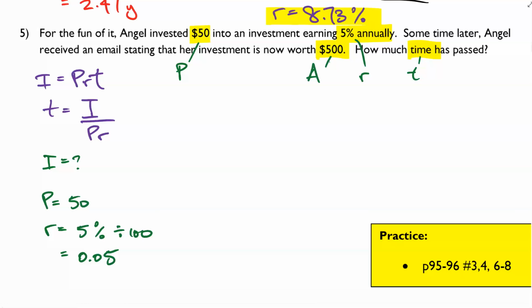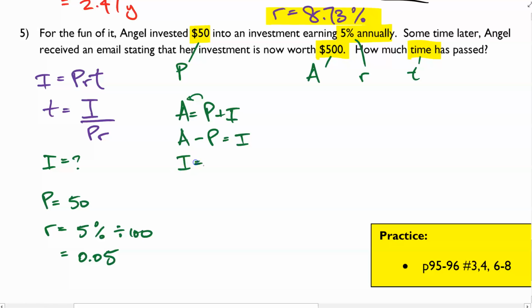You've got to bring it back to that original formula. First off, A is equal to P plus I. If I remove the P from this side to the other side, I'm going to get A subtract P is equal to I. And that's where I need to go. Let me just rearrange it, subtract P. I is equal to, what's the A? It's 500 and the P is 50, and the I is $450. That's how you communicate that. Okay, so now we've got I, check.